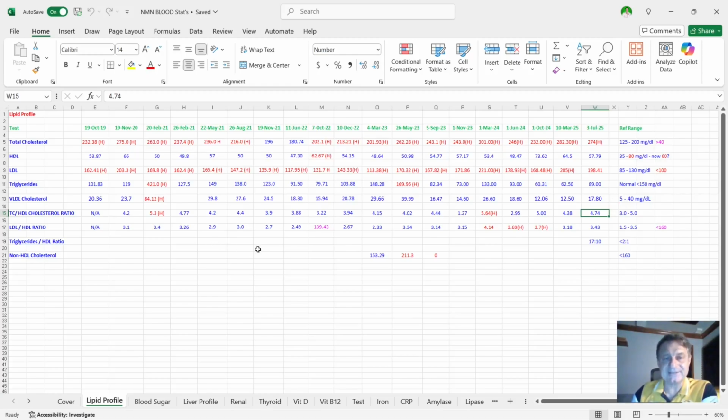Then we've got my LDL-HDL ratio, again, more important than LDL on its own. Mine is 3.43, well below the 3.5, that is the top end. And probably the most important one, as opposed to just LDL, is triglycerides and HDL ratio. Mine is 1.7 to 1, and that's well below the upper limit of 2 to 1. So that's it for my blood lipid profile.